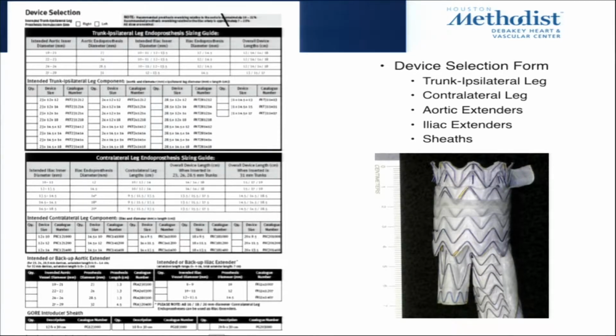How do you get a bifurcated graft? You put it in as two components. This is what we call the main body. This would sit below the renal arteries. An ipsilateral limb goes down the iliac artery, and a little short leg dangles inside the aneurysm.